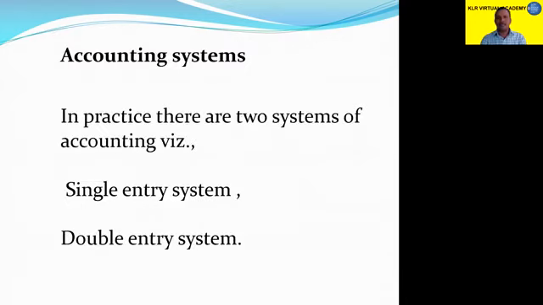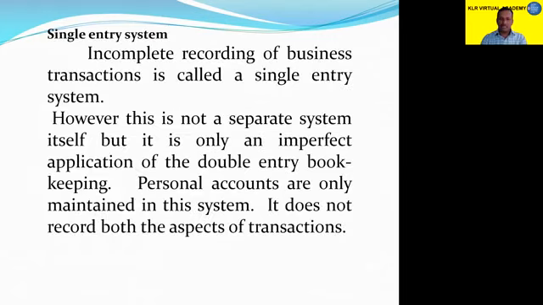Next, accounting systems. It discusses whether you are recording the total transaction or only a part of the transaction. We have the single entry system. It accounts only one aspect of every transaction; either it may record debit or it may record credit. This is an incomplete system. By using the single entry system, we are not able to get sophisticated formal financial reports. For this, we need to convert the single entry system into the double entry system. This is an incomplete recording system, as we have discussed so far.